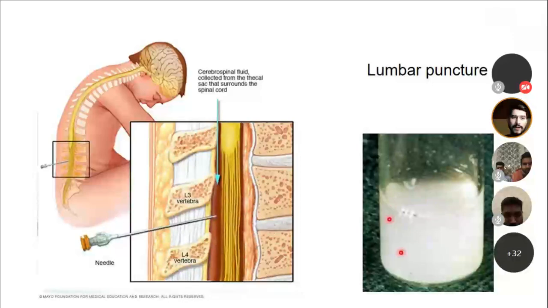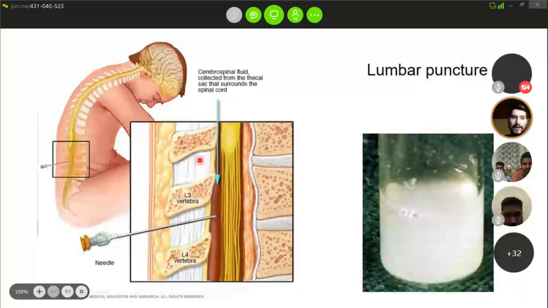So this is the milky look of the CSF. Why do you think this milky look is there? What makes it milky? Just your ideas in the chat. Carbs? Nope. Proteins. Very good. Yes, it's the protein which makes it so turbid. Plus, you also have the macrophages, which also contribute to the turbidity.